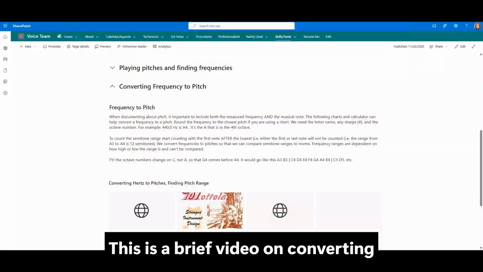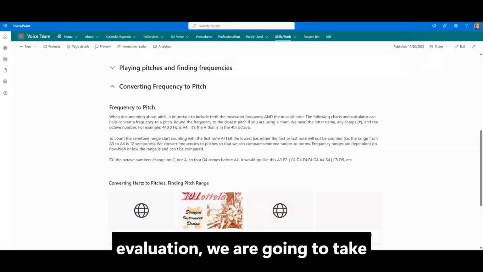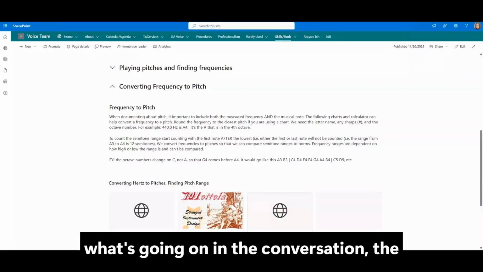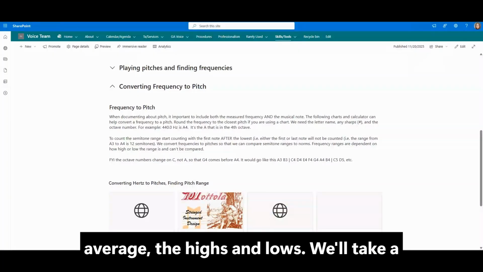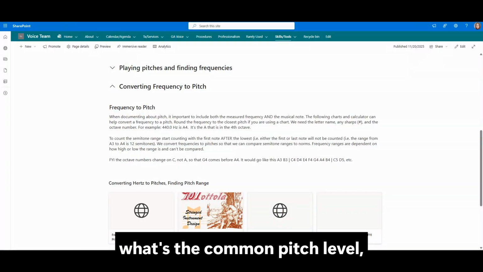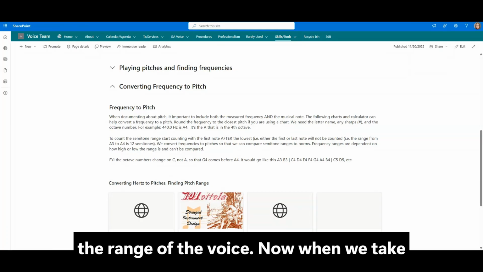This is a brief video on converting frequency to pitches. When we do a voice evaluation, we are going to take frequency measurements of the voice, what's going on in the conversation, the average, the highs and lows. We'll take a fundamental frequency of the voice, so what's the common pitch level, and then we'll also do a measurement of the range of the voice.